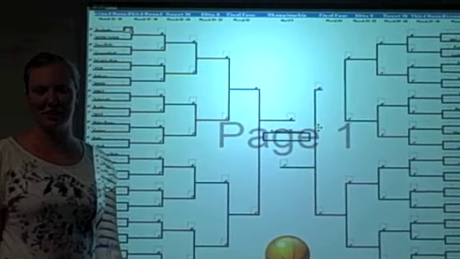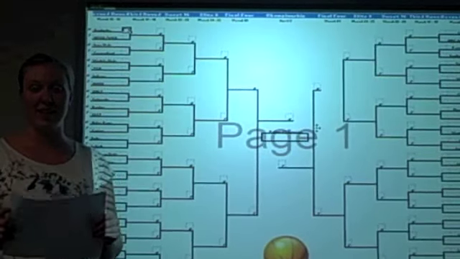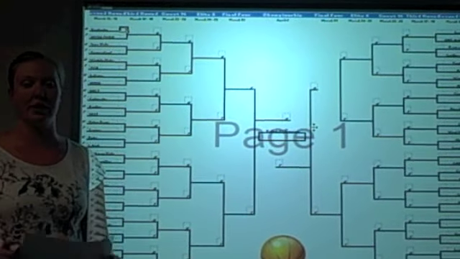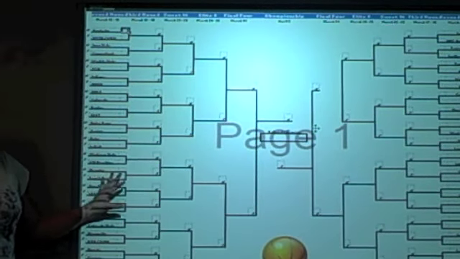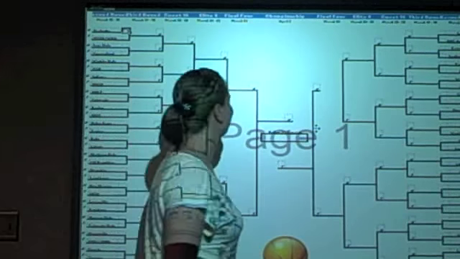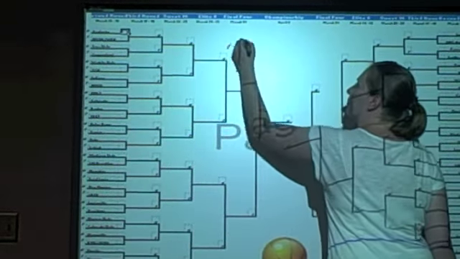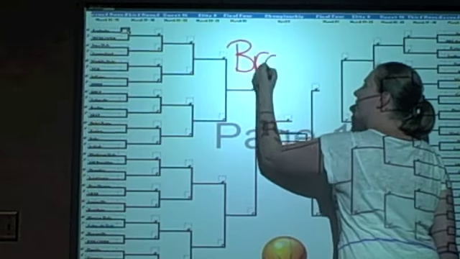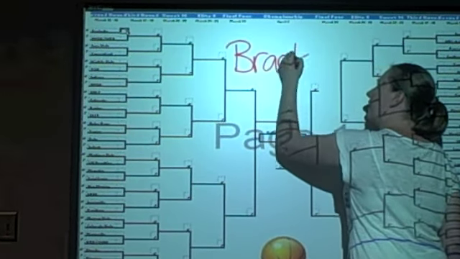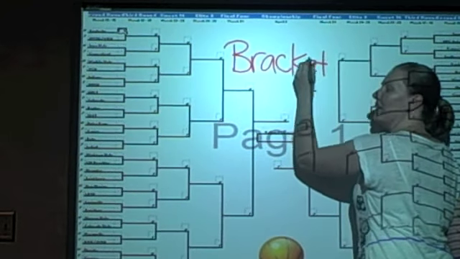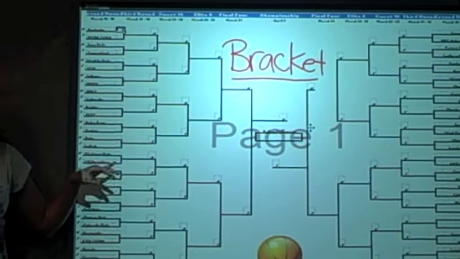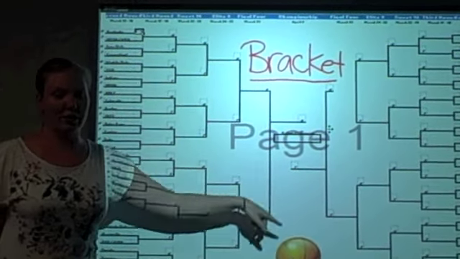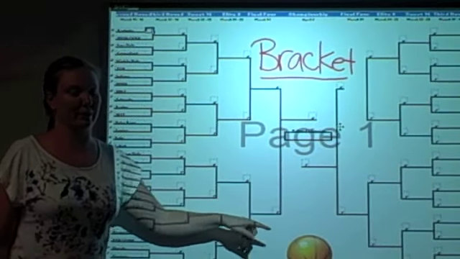So now that you've divided into your groups, every group has a handout, and on it you have what's called a bracket. And this is what it would look like. This is called a bracket. I'm going to write it. B-R-A-C-K-E-T. Bracket. So that's what you have, and it shows all 64 teams that are playing in this basketball tournament.